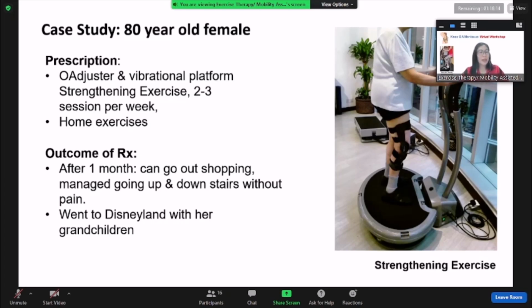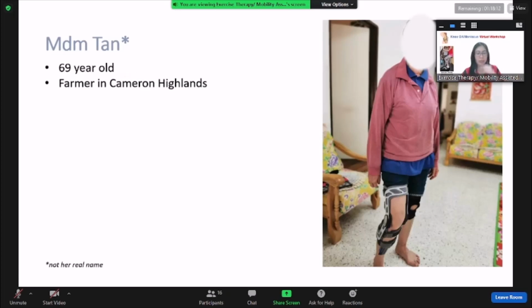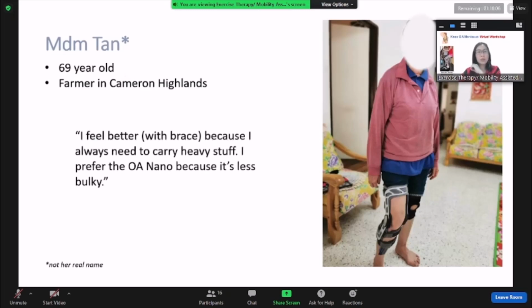Okay. We also have another lady, Madam Tan, who is a 69-year-old, and she's a farmer in Cameron Highlands. And this is what she had to say, that she felt better with the brace because the nature of her work, that she needed to actually carry heavy things. And she preferred the OA Nano, which is the brace that you see in this picture on your right, because of its low profile feature.